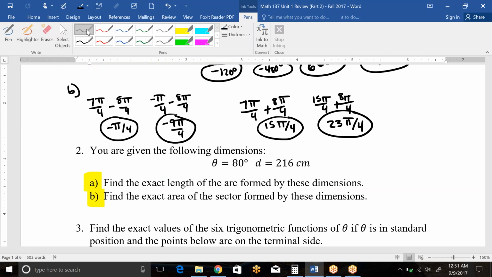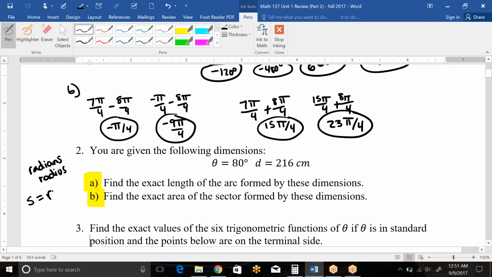For number 2, you have two formulas here, and you have to use the fact that they use radians and radius, those two things. So arc length is S equals R times theta, where that's radius and radians for theta. And then the area is 1/2 radius squared times theta. So first of all, we have degrees, so we need to convert that to radians to be able to use the formula. So times it by pi over 180. So that's going to be 4 pi over 9 that we're going to be plugging in. And then this is not radius, it's diameter, so we need to divide by 2, so that's 108 centimeters.